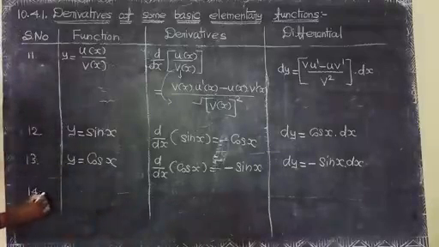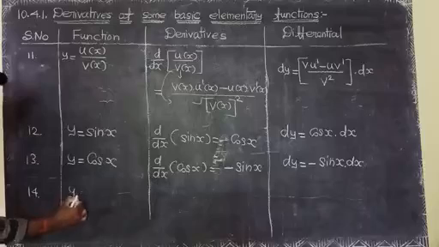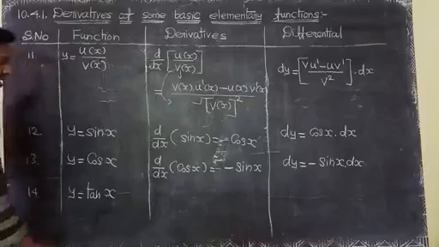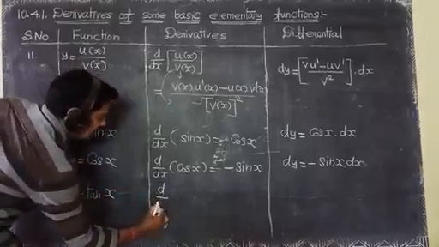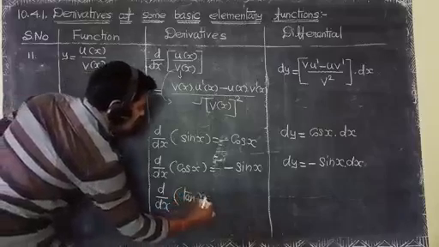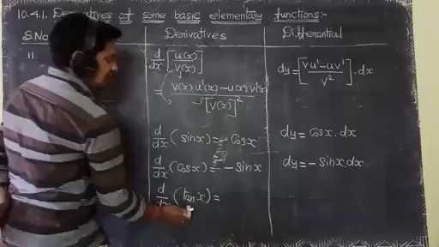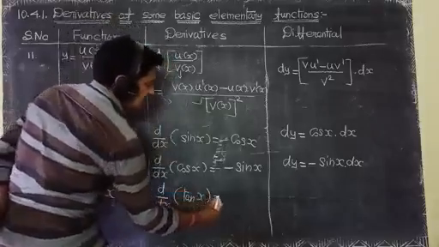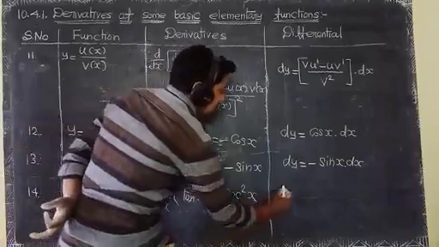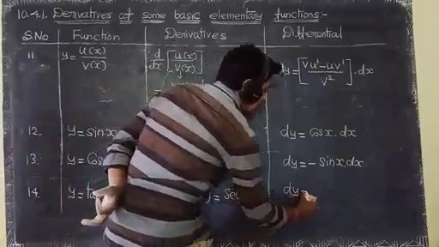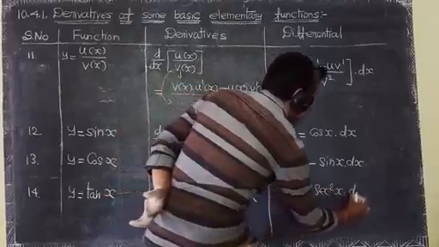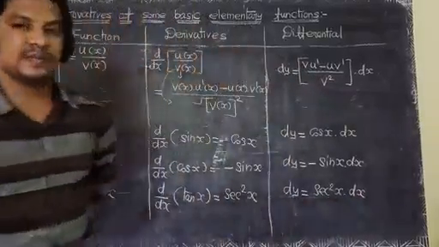Serial number 14, y equal to tan x. Here d by dx of tan x is equal to the differentiation of the function tan x, which is secant square x. Okay, secant square x, that is dy, which is equal to secant square x into dx.